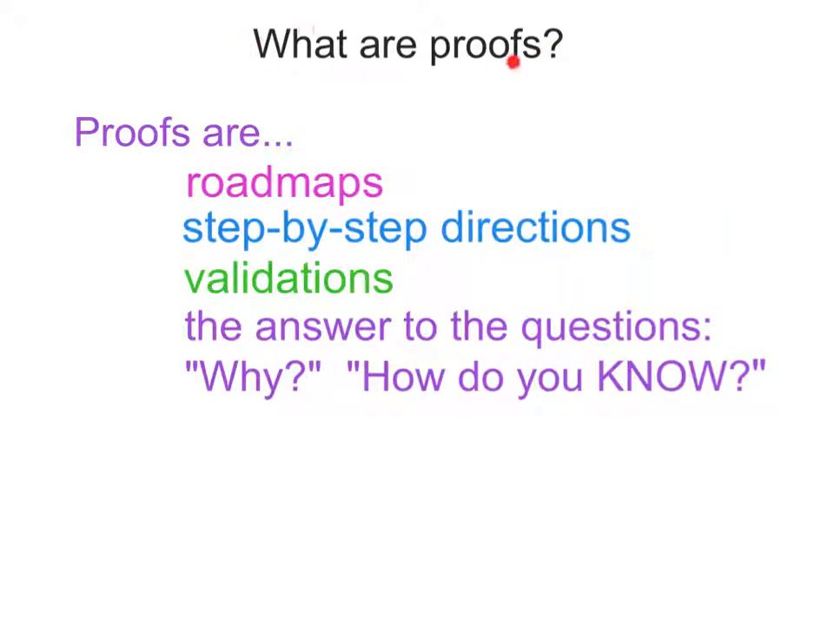Let's take a look at that question that's probably been burning inside your brain. What is a proof? Okay, a proof is a roadmap. A proof is a set of step-by-step directions that take you from point A to point B. A proof is a validation of some claim. A proof answers the questions, well, why? How do you know that that's true? That's what a proof is.